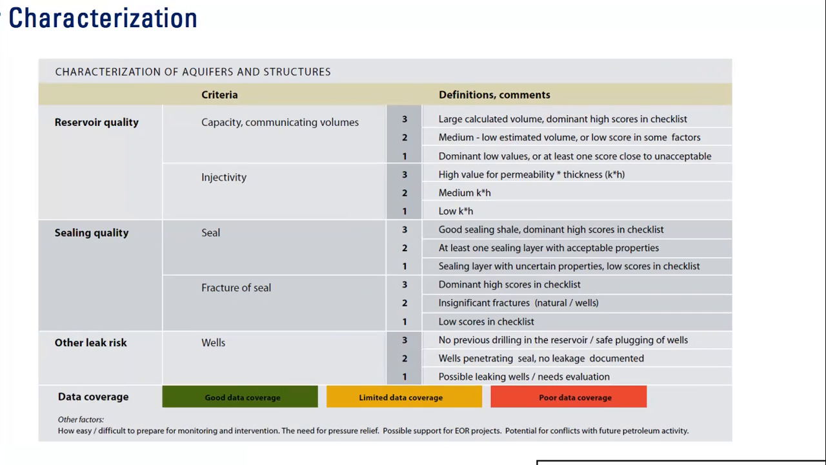But that's not enough. You also need to characterize the fracture of the seal. You will get a poor score, of course, low scores in the checklists, if you have fractures here and there. You will get 2 if you have insignificant fractures, either natural fractures or fractures because of well operation, injection or production. And if you have no fracture at all, which is good, then you will have dominant high scores in the checklists.